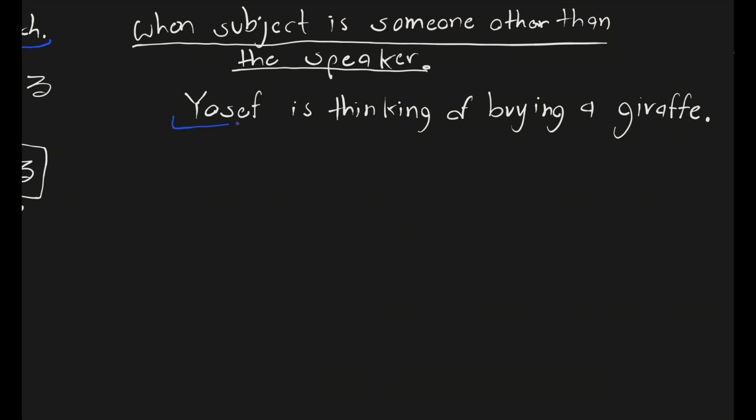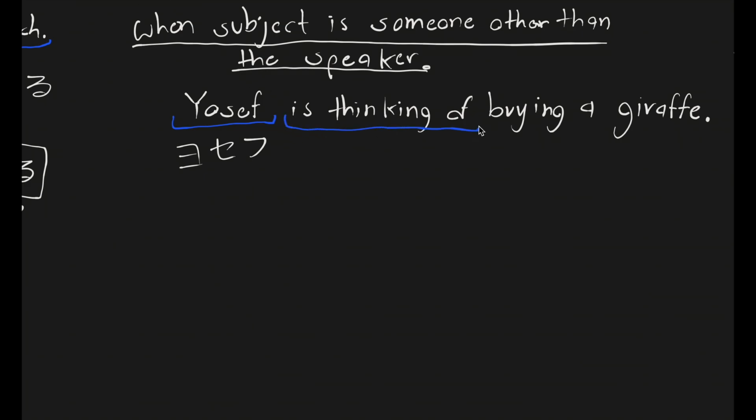So first, let me write out in katakana how to spell Yosef. Yo, se, and then Yosef ends in just an F with nothing at the end, but we're just gonna put fu, so it's Yosefu. Or at least that's how you would read it in katakana. Yosefu-san. That is Yosef.